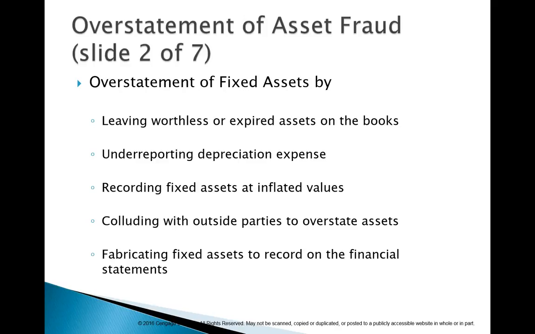And then fabricating fixed assets to record on the financial statements. So it may be that you create assets that should be expensed, like in the case of WorldCom, they had expensed a lot of just normal business expenses, but then their expenses were too high to meet their earnings targets. So they just called some of the expenses, they just made up a name and called them fixed assets. So they just fabricated fixed assets out of what should be an expense.